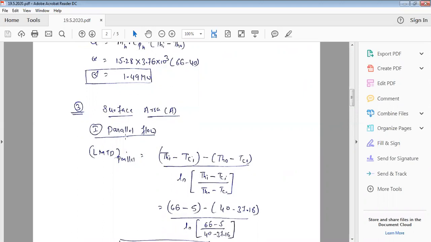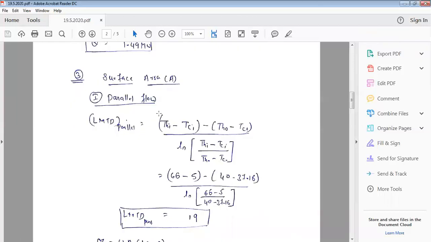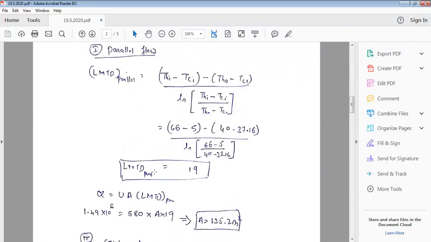Now if I calculate the logarithmic mean temperature difference for parallel flow, all this data is given in the question. Okay, and we calculated TCO, 37.15, that is what we need to substitute. And the LMTD you calculated for parallel flow is 19 degrees Celsius. Usually logarithmic mean temperature difference is a temperature, you are going to get 19.